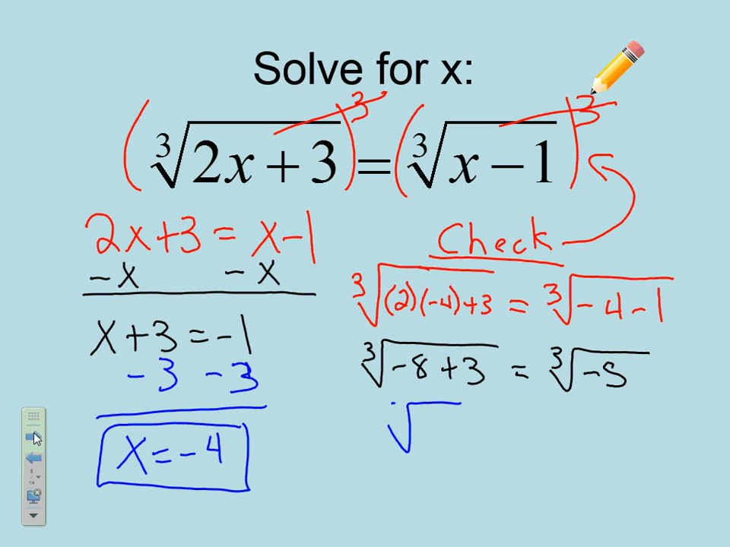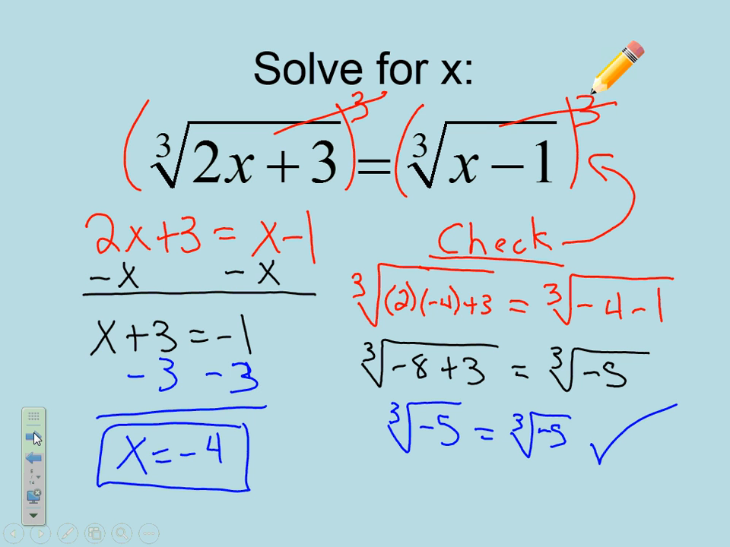I'm going to get the cube root of negative 5 equals the cube root of negative 5. They are the same, and we can have negatives inside our cube roots. So this is correct. End of example number 3.